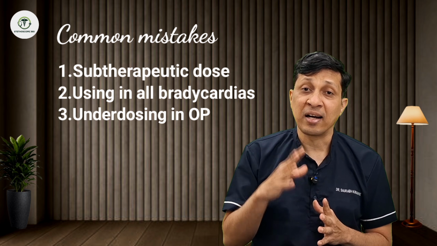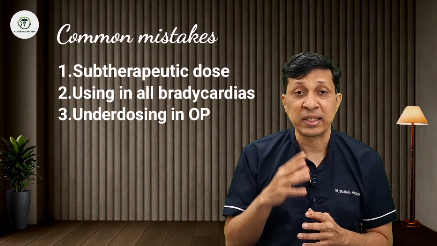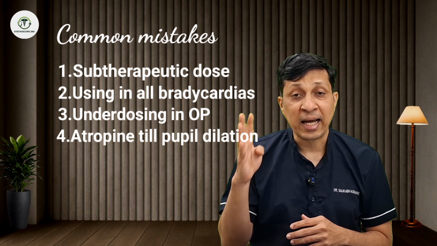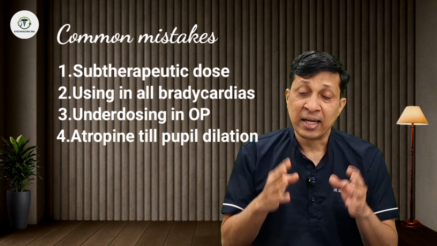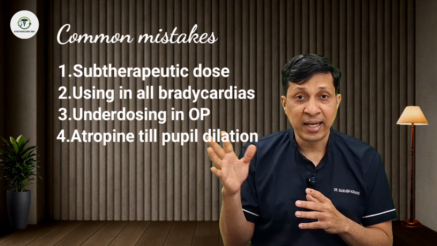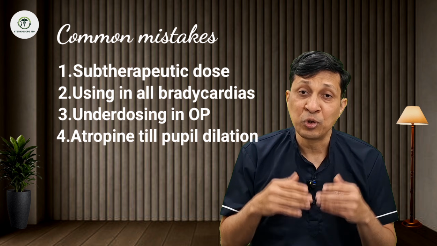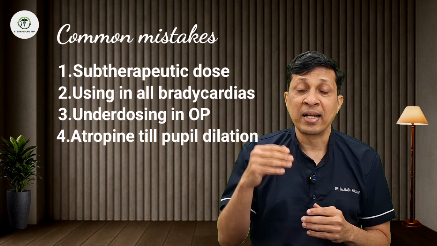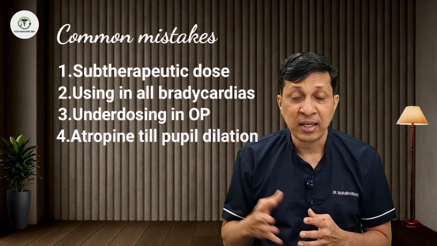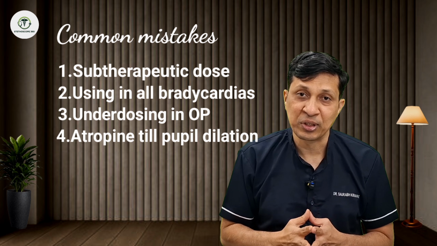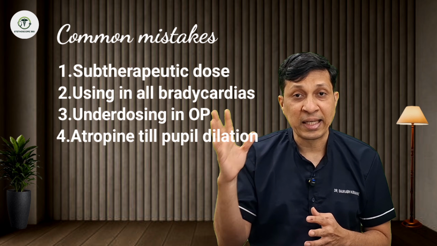Fourth mistake is again in organophosphorus poisoning treatment, and that is giving atropine till dilatation of pupils. Friends, dilatation of pupils comes late and the lungs becoming dry is early. So if you give atropine till there is dilatation of pupils, you can cause atropine toxicity in the patient. So this is the fourth common clinical mistake.